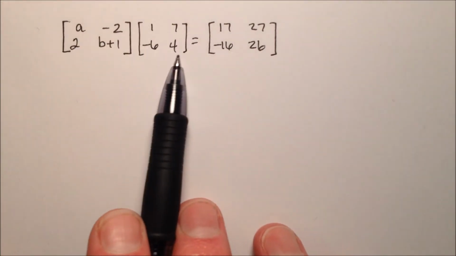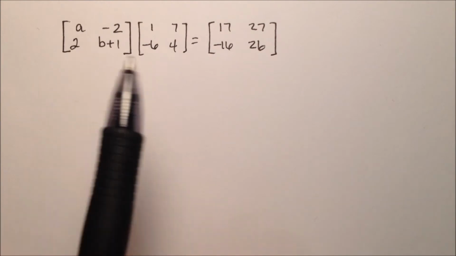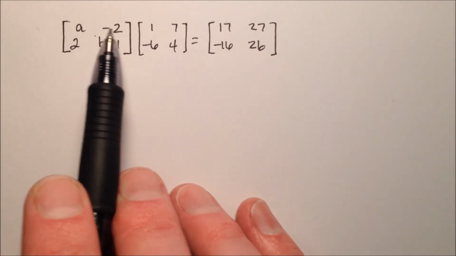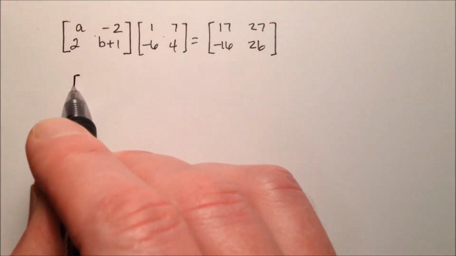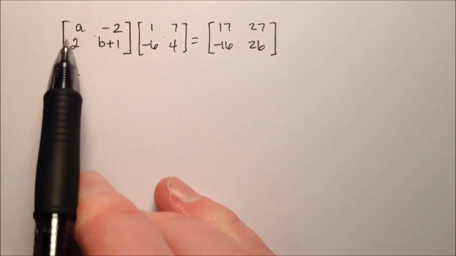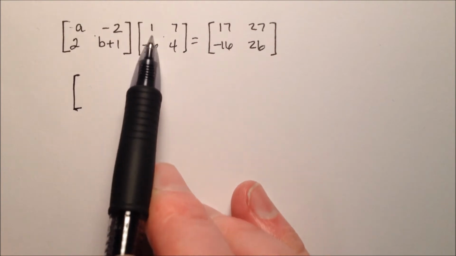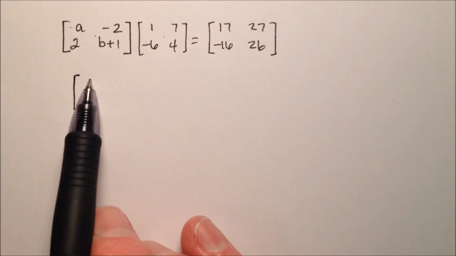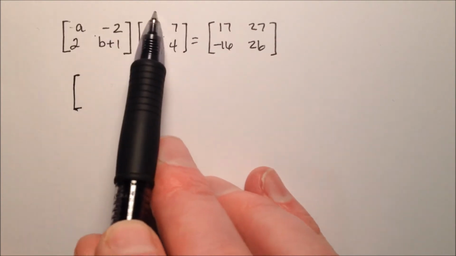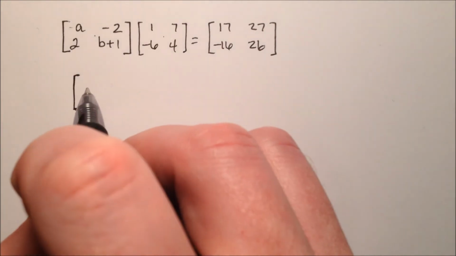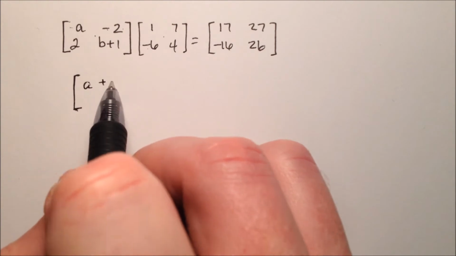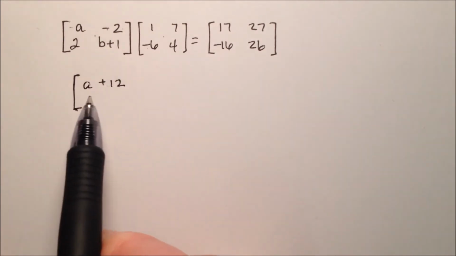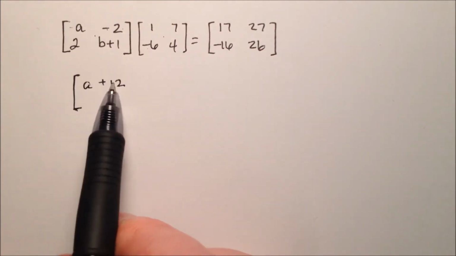So let's go ahead and do that matrix multiplication on the left side. I have a 2 by 2 times a 2 by 2, which is going to give me a 2 by 2. So I'm going to work across the rows and down the columns. Row 1, column 1 will be row 1, column 1: a, and then negative 2 times negative 6 is plus 12. So that's the entry in row 1, column 1.